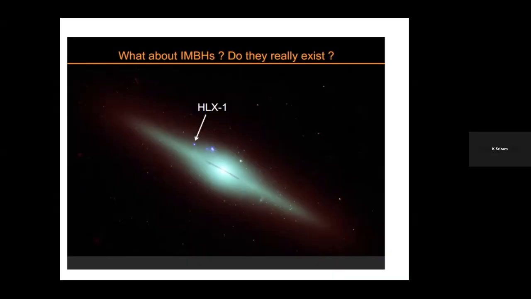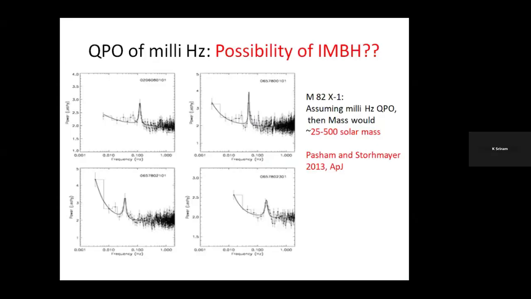And this source, when you do that Fourier transformation, you will see beautiful QPOs. Just a few slides back, I showed you some quasi-periodic oscillation. These sources also exhibited quasi-periodic oscillation. And the beauty of this oscillation is that relativistically or classically, it can be connected to the mass of the black hole. They found that for this particular source, M82 X-1, the mass can range from 25 to 500 solar mass. This was very exciting news at that time.